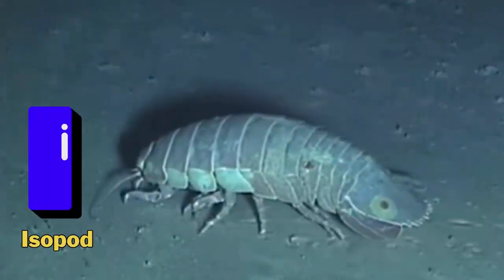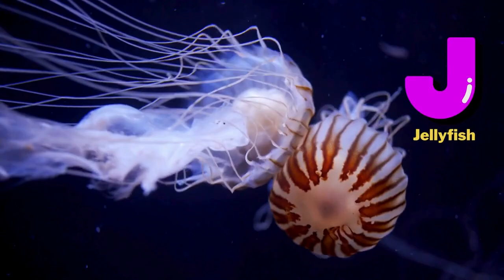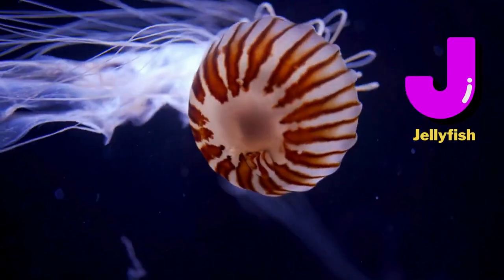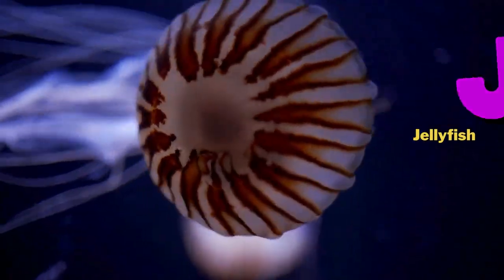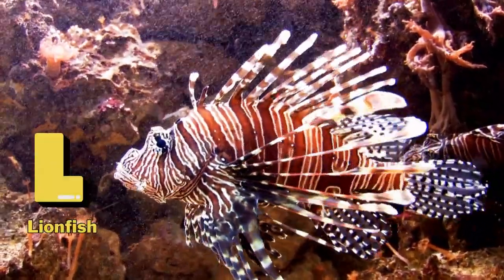I is for iPod. J is for jellyfish. K is for koi fish. L is for lionfish.